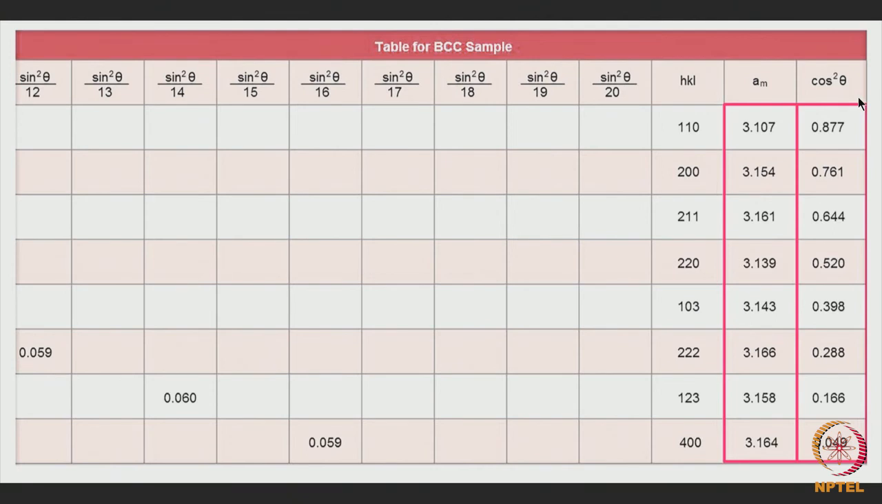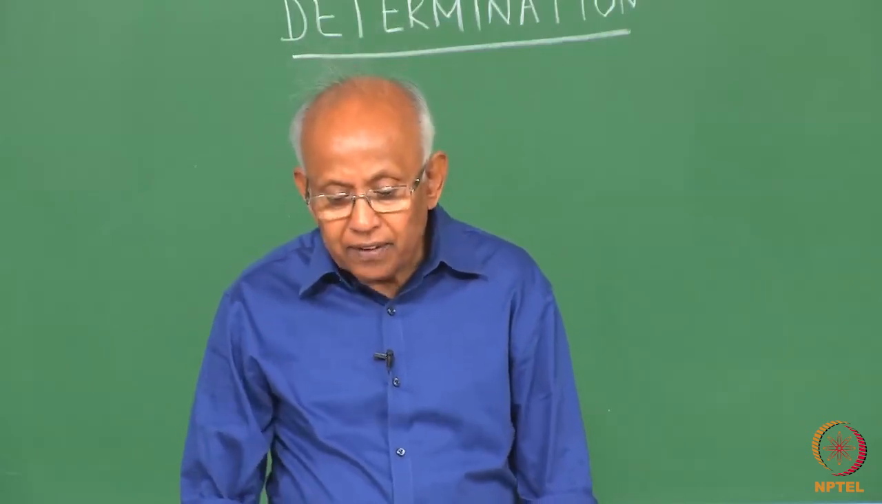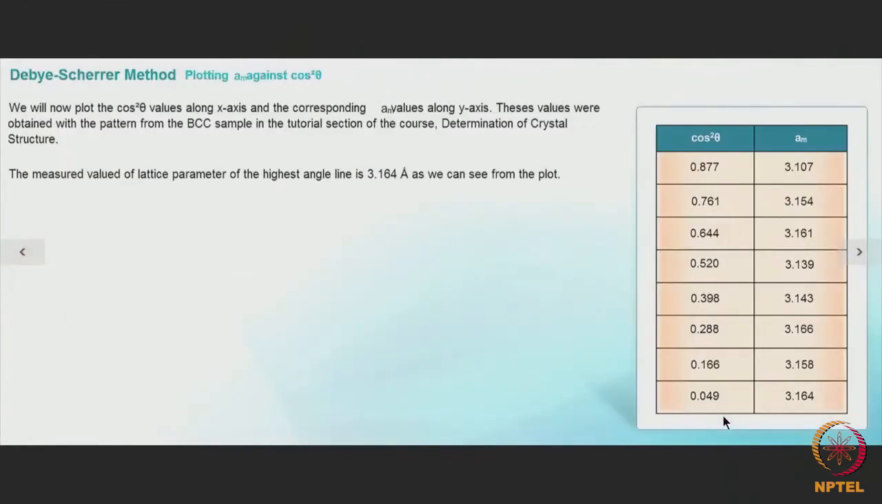I had mentioned in connection with the previous lecture that the most precise value of the lattice parameter can be taken as 3.164 angstrom, because this was calculated from the highest angle line. Now, we will see how, using a certain procedure, we can come to the most correct value of the lattice parameter. So, now we have 2 tables, one for the cosine square theta values and the other for the measured values of lattice parameter from the 8 different lines.